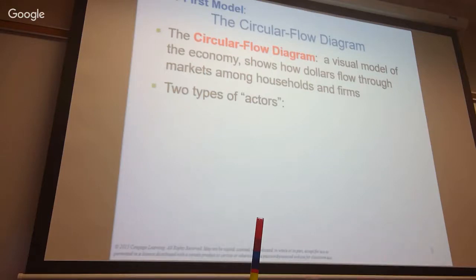Okay, so ceteris paribus, holding everything else constant. All right, so for this model, we're going to have two actors: household and firms. So two parties, household and firms. You're the household, we're the people, and firms are the companies.